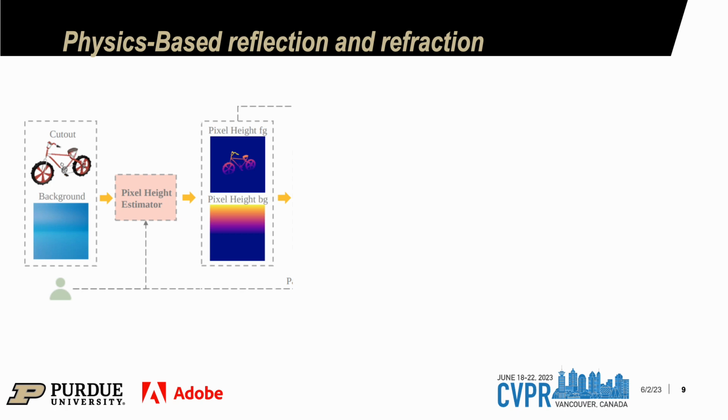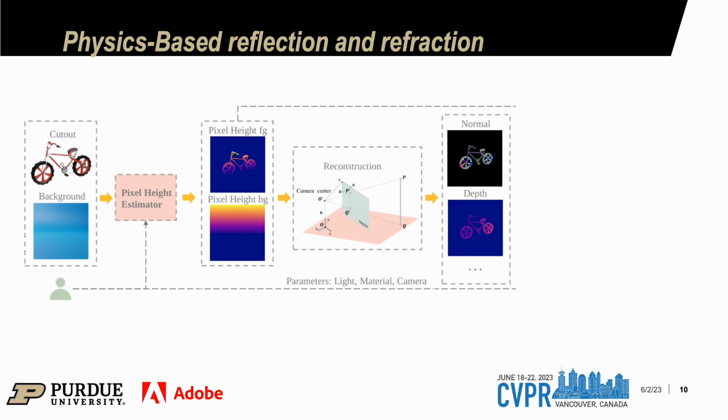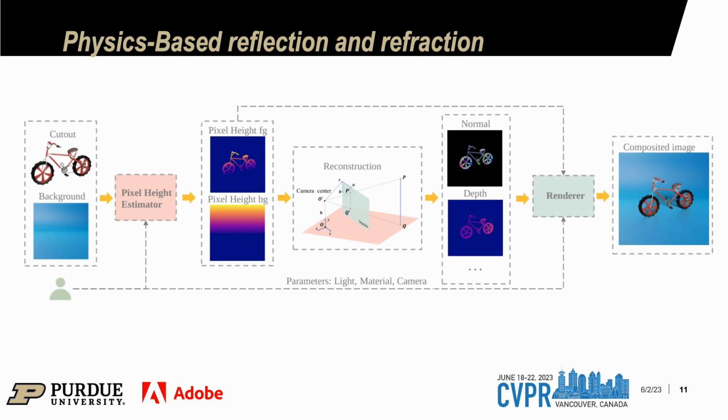Given the input cutout, we first predict the pixel height for the foreground cutout and background. Then 2.5D information like the normal and depth can be reconstructed by our presented equation. Based on the 2.5D information, our proposed renderer can render lighting effects, like the reflection and refractions.